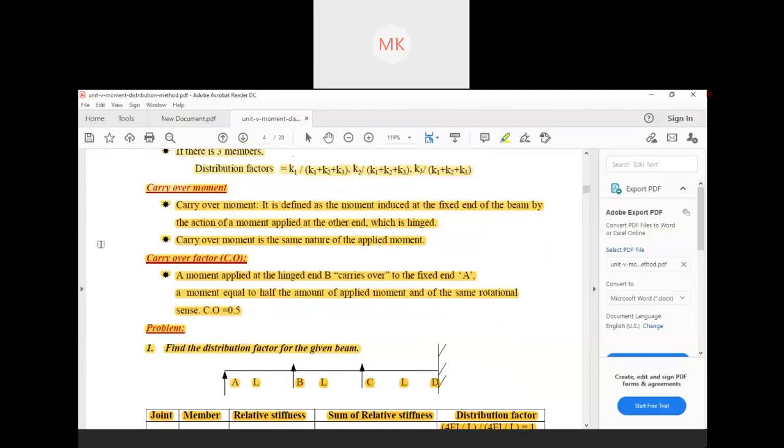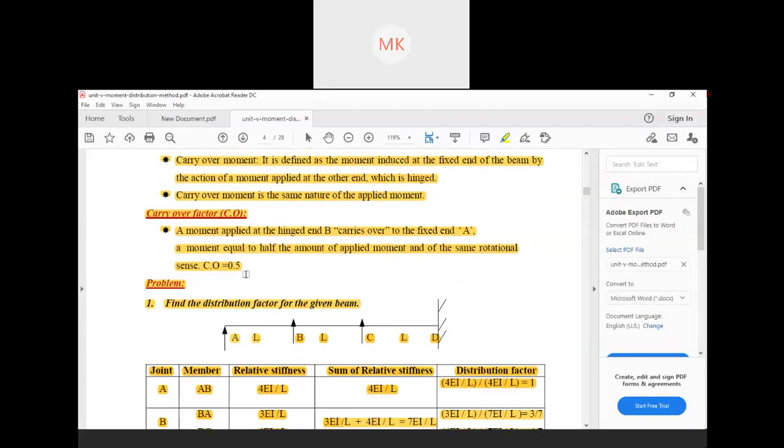So don't worry. Next is the carryover moment. So what is the carryover moment? The carryover moment is defined as the moment induced at the fixed end of the beam by the action of a moment applied at the other end, which is hinged. The carryover moment is of the same nature as the applied moment. It is given by CO: the moment applied at the hinge B carries over to the fixed end A. So the moment is half of the amount of the applied moment, in the same sense. So the carryover factor here is 0.5.